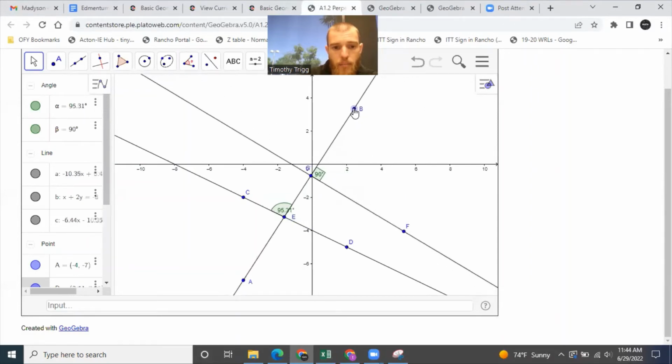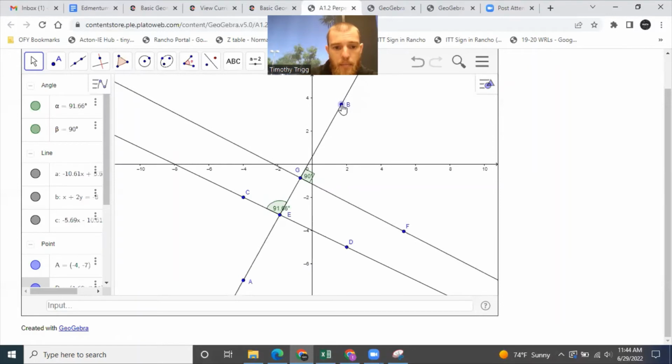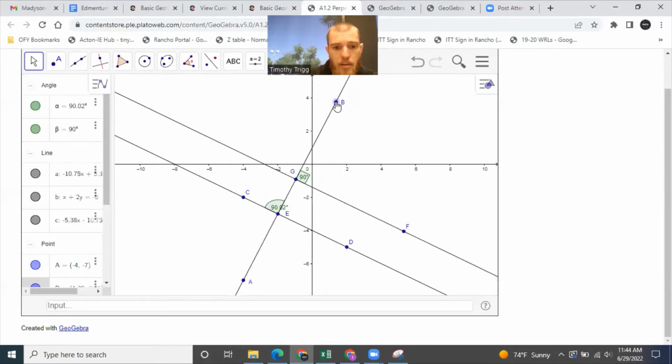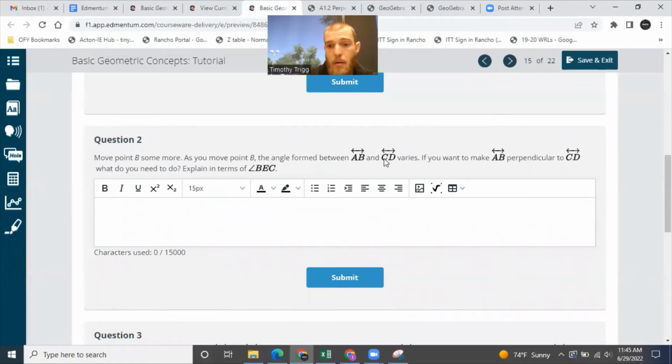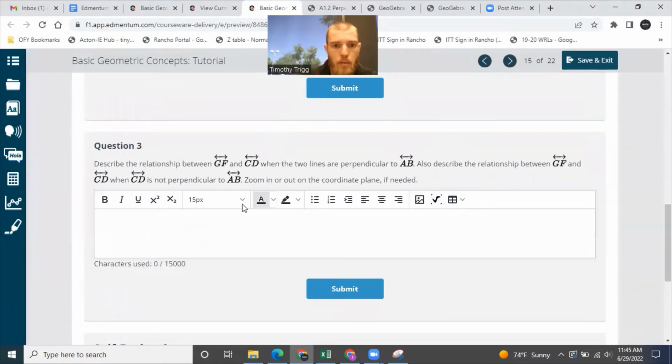them perpendicular, I need to move point B such that the measure of angle BEC is also 90 degrees. Okay, so that's what you want to state. In order to make AB and CD perpendicular, we need to make the measure of angle BEC be 90 degrees. Okay. Explain that just as I did.